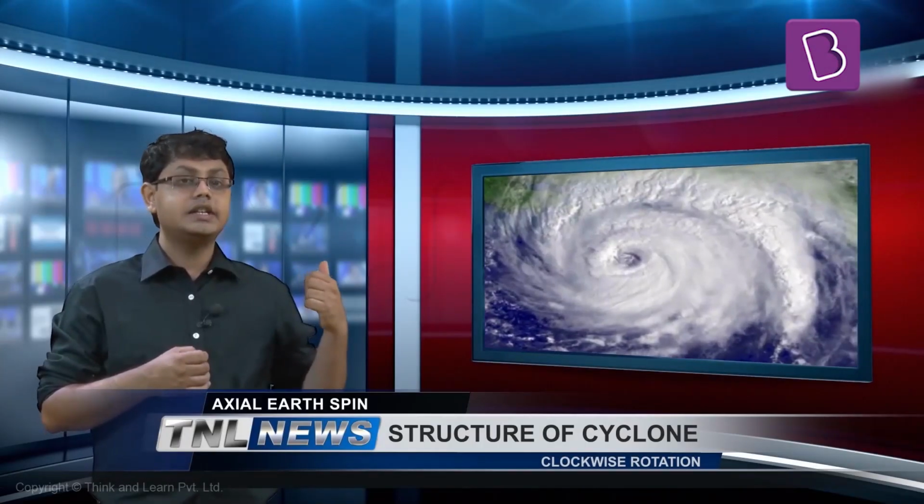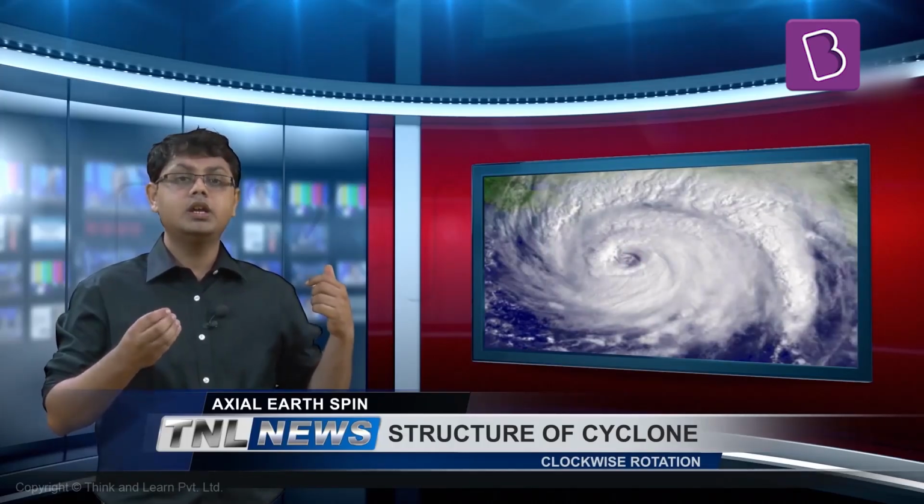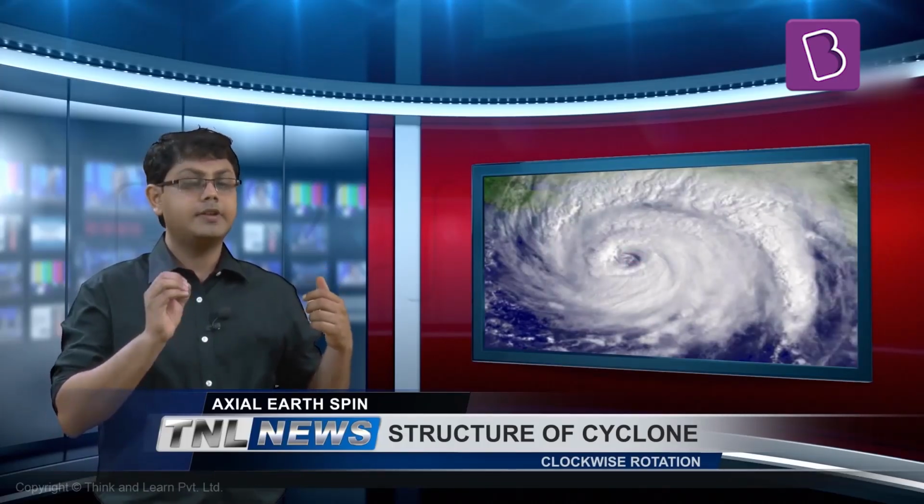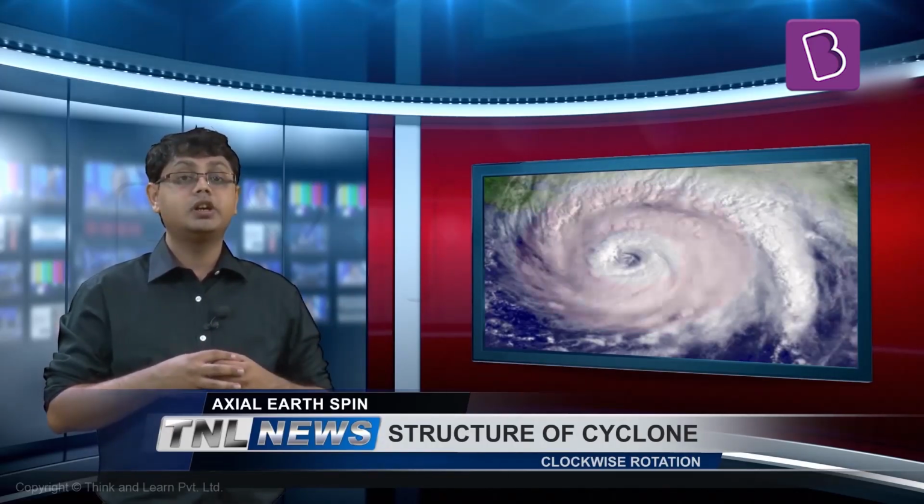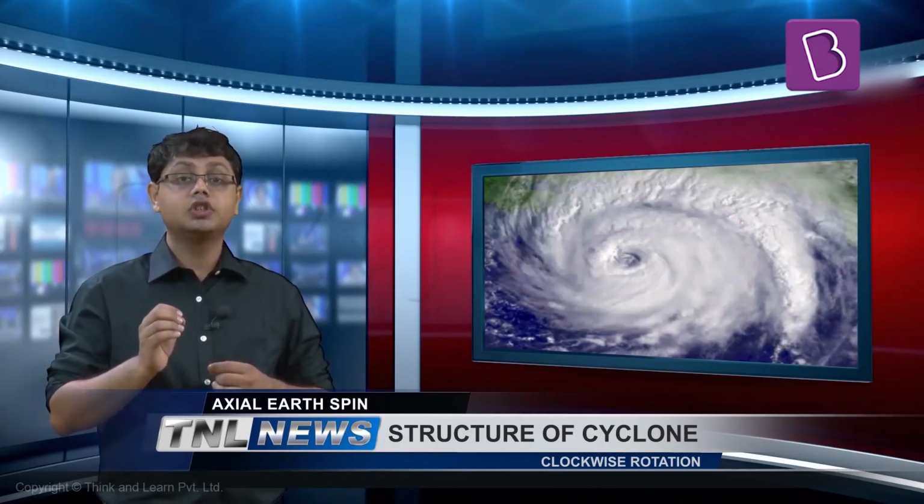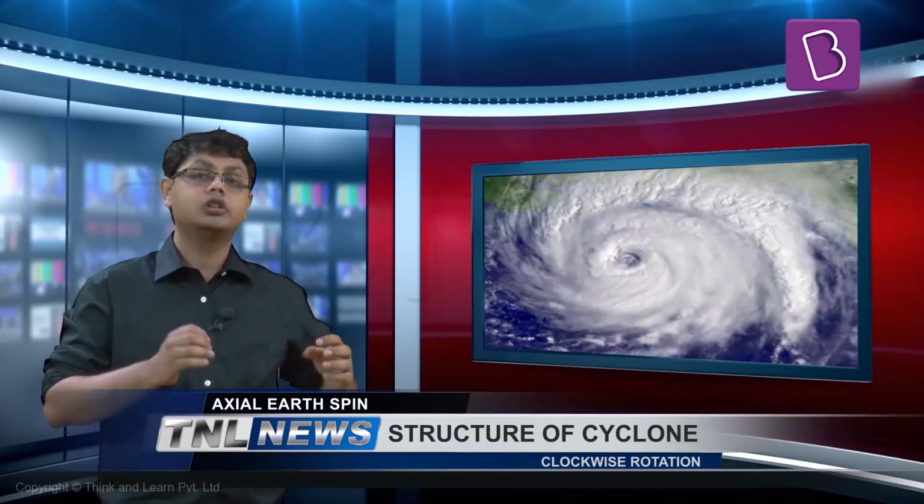The eye is the center, calm, and maybe has a few clouds, but definitely no rain. The storm is all around the eye. You might have heard of the saying, in the eye of the storm, or the calm before the storm.